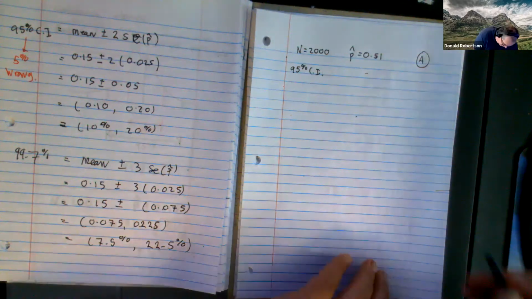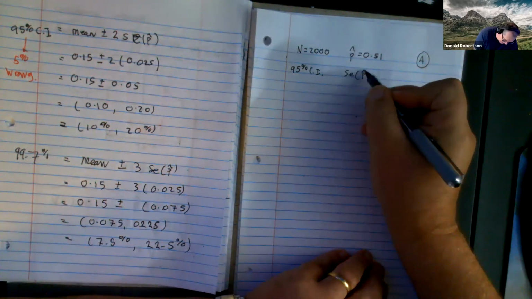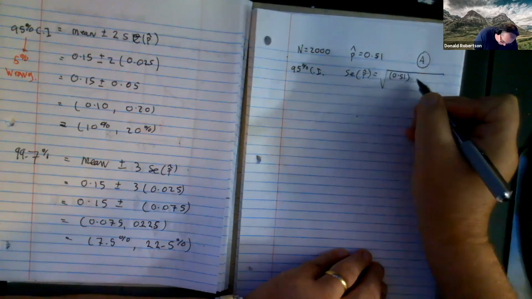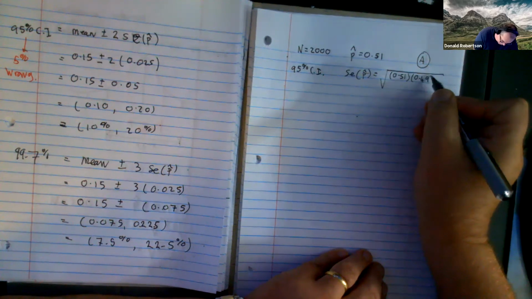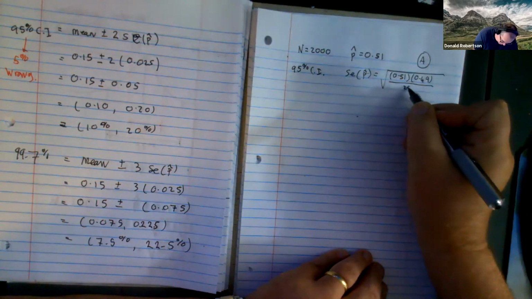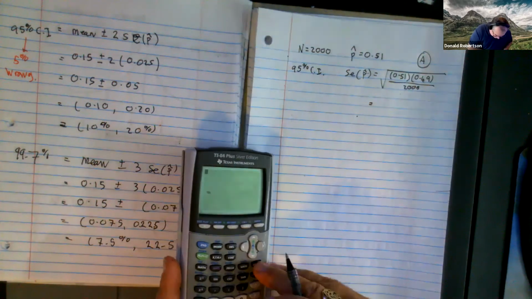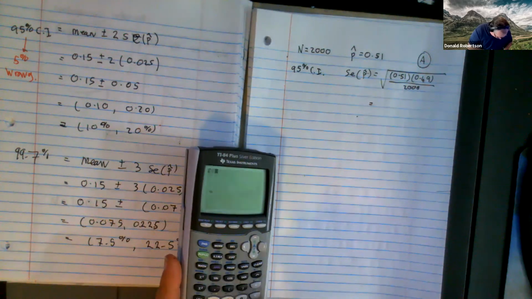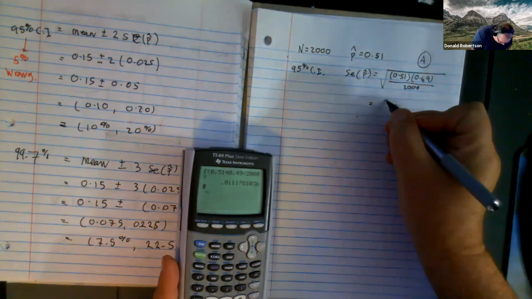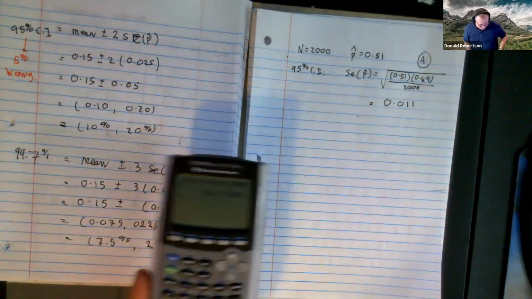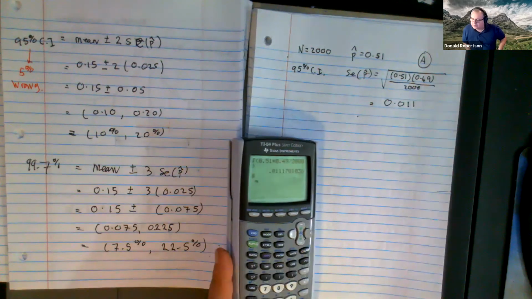So the standard error is the square root of 0.51 times 0.49, all divided by 2,000. And if you do the square root of 0.51 times 0.49 and you divide it by 2,000, you get 0.011. Are you comfortable with that? 3 decimal places.